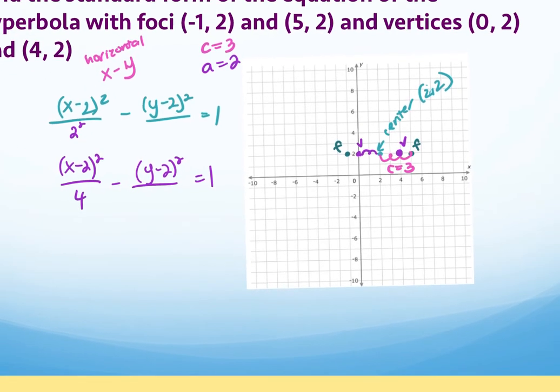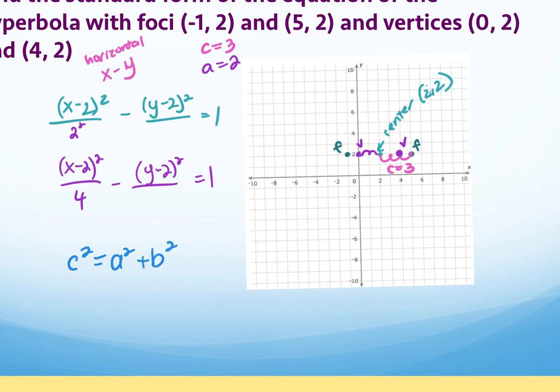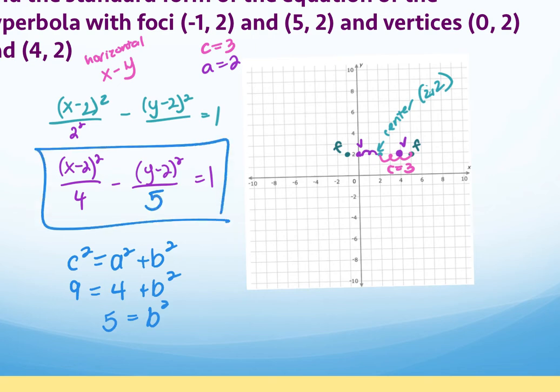9 equals 4 plus b squared. So what equation did you use? C squared equals a squared plus b squared. Good. Minus. No, plus. You're right. Sorry, plus b squared. So c squared, which is 9, equals a squared, which is 4, plus b squared. B squared would equal 5. And that's what completes the rest of my equation.